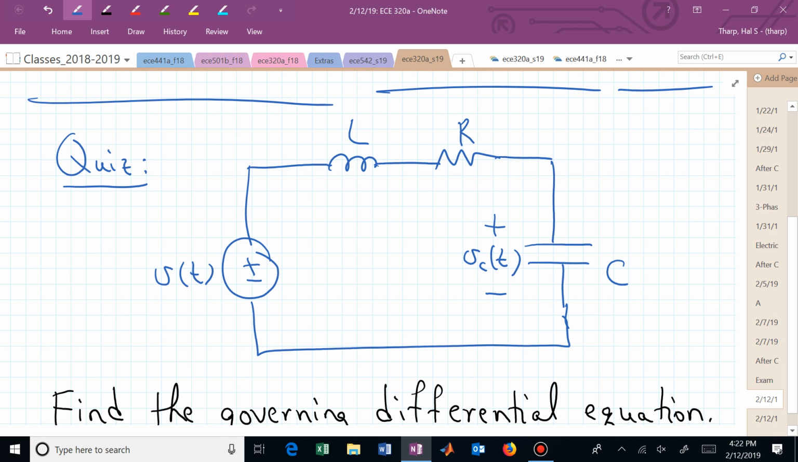So now if we were looking to write two first-order coupled differential equations for this circuit, we would probably want to write those in terms of this inductor current, I sub L. Yes?